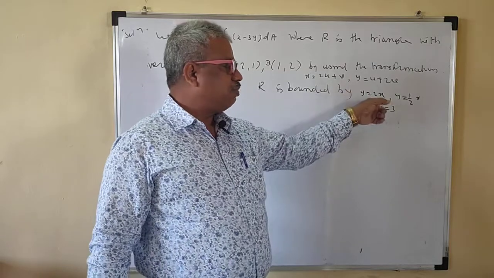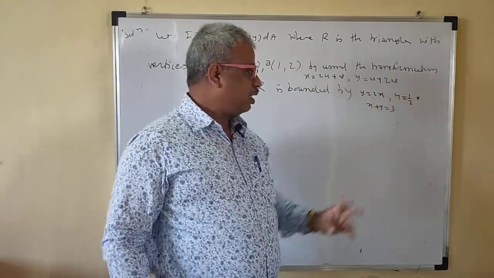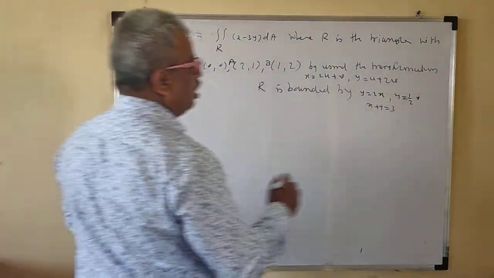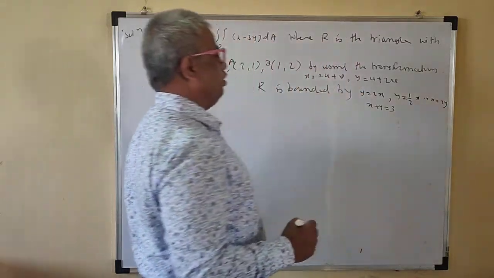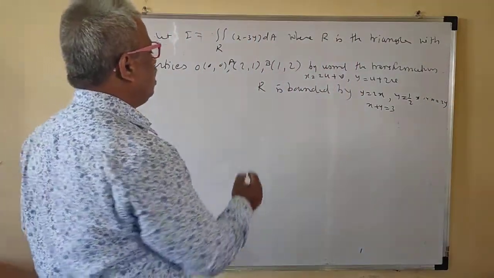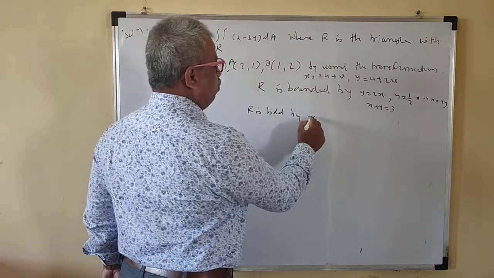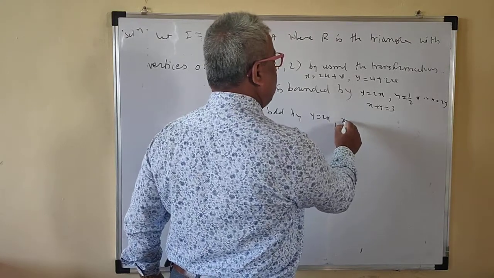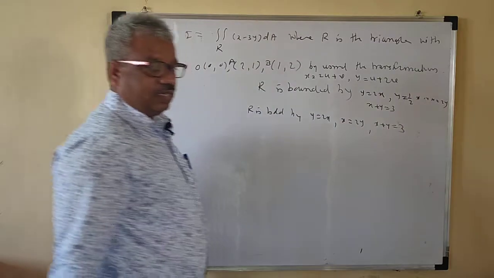Where R is the region bounded by y is equal to twice x, and x is equal to twice y. You may write this as x is equal to twice y. Okay, no problem. So here we will write x is equal to twice y. So that means R is bounded by y is equal to twice x, x is equal to twice y, x plus y is equal to 3. Simply you can write this.